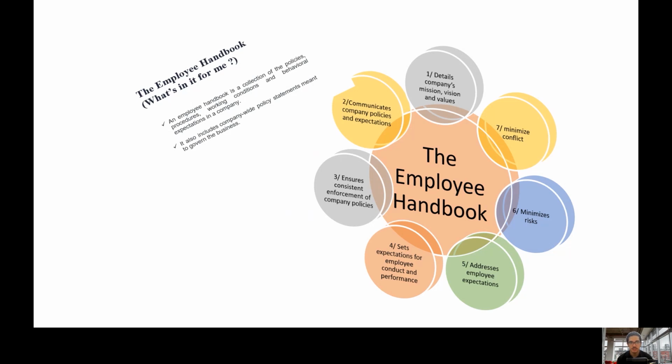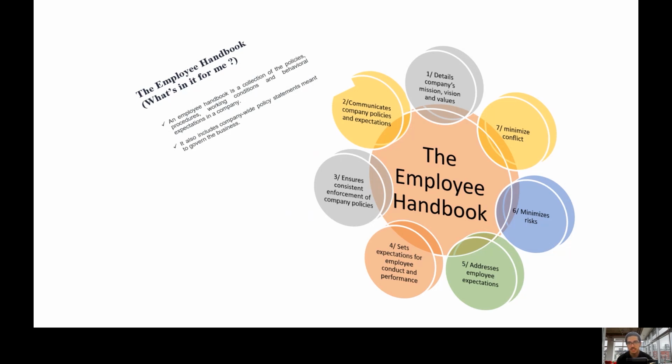Like we said, it also gives statements that are meant to govern the business in a way that ensures everything is running smoothly and things don't go south. Let's start with number one. We have details of the company's mission, vision, and values. The first part of the handbook you're probably going to find is the details about the company's mission, vision, and values. We talked about the three of these, about the differences and how they're similar but also not. So the mission is the road, the vision is the destination, and values are the moral code for a company.